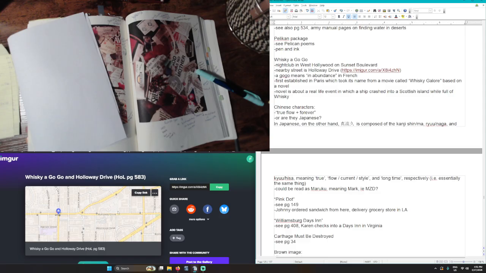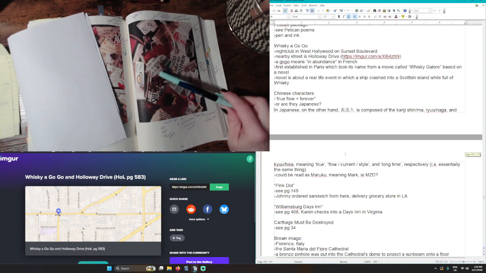So it's a real event that inspired a novel, that inspired a movie, that inspired a bar in Paris, which opened up another bar in Hollywood. So like this nesting egg of references, like House of Leaves, like it was possibly a real event that inspired a movie, that inspired a novel, that inspired Johnny, that inspired X's readers. I thought that was interesting.